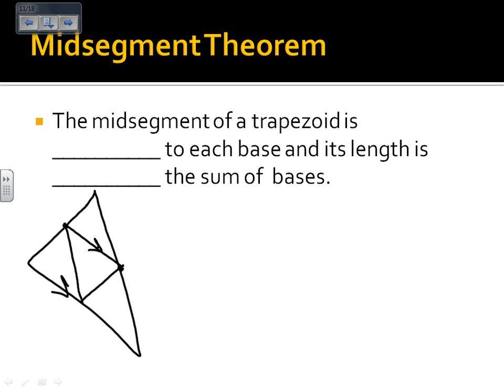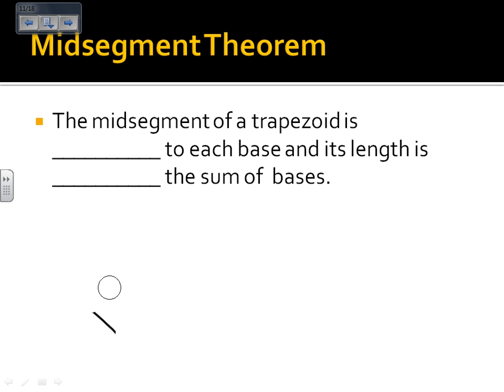We have the same sort of thing for the trapezoid. It's just one small step different. So the mid-segment of a trapezoid is once again parallel to each base, and its length is 1/2 the sum of the bases. Okay? Half the sum of the bases. This is for any trapezoid. It doesn't have to be isosceles.